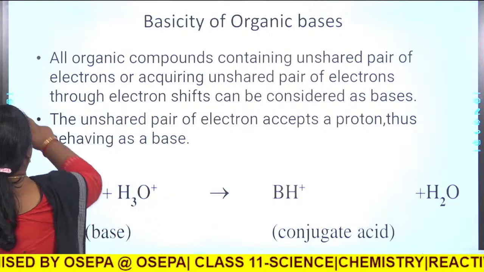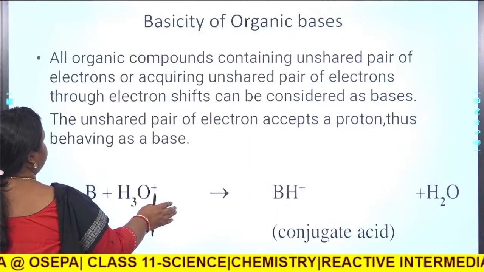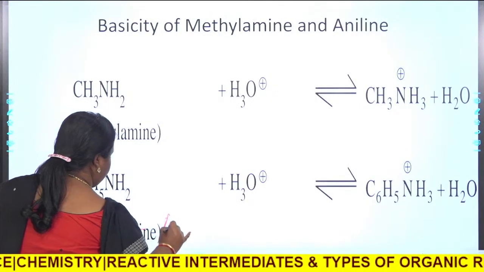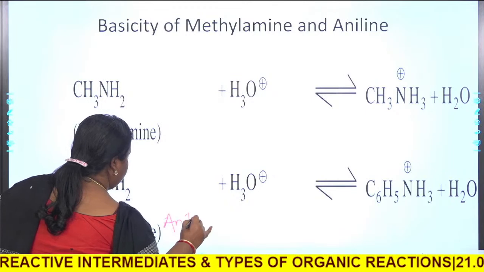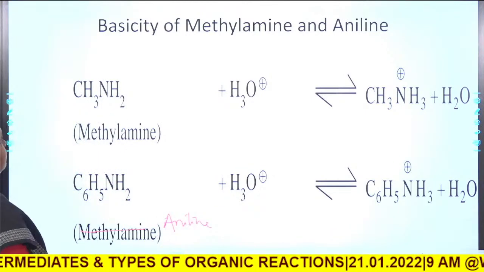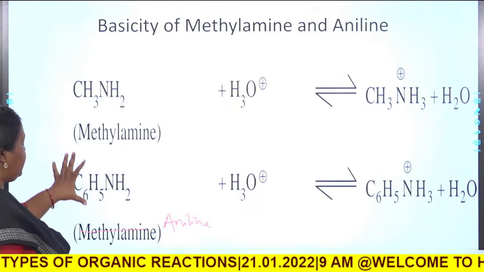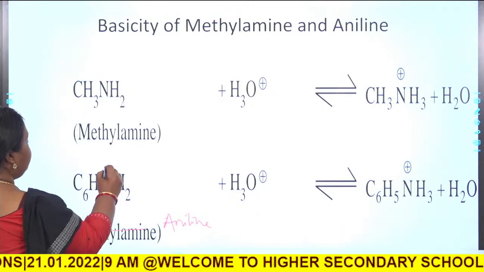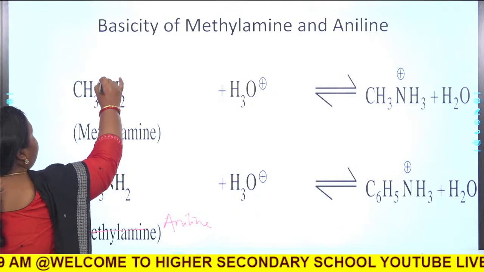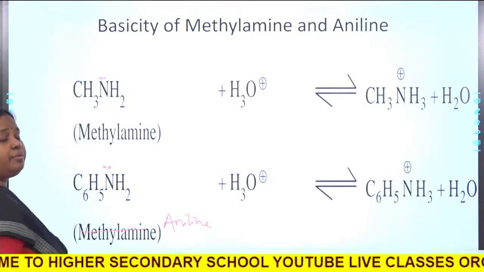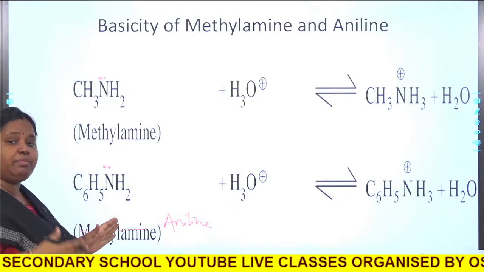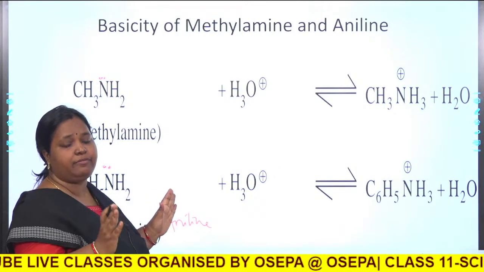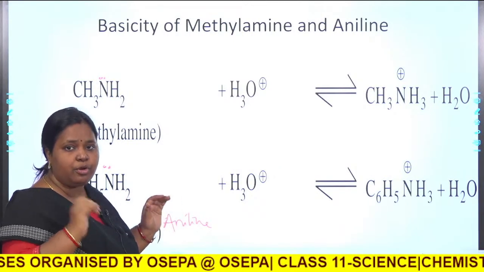So for comparison, suppose this is actually aniline. Suppose methylamine and aniline, we have taken two cases, methylamine and aniline. Mark, both have a lone pair on nitrogen. So which will be more basic? Now the one which can donate the lone pair of electrons more easily will be more basic.